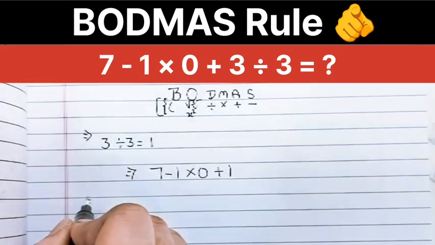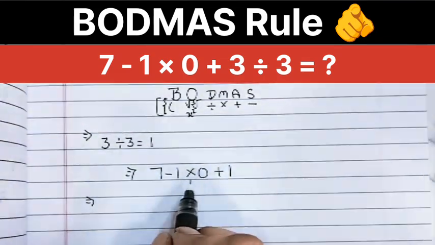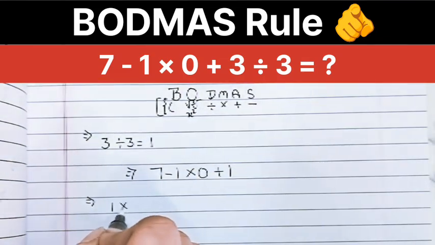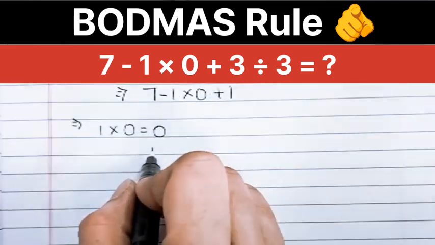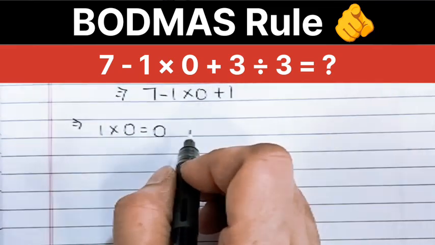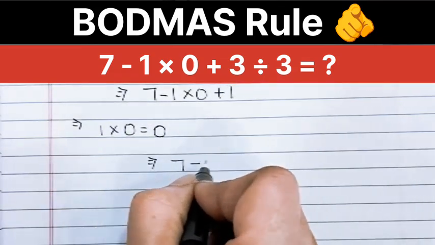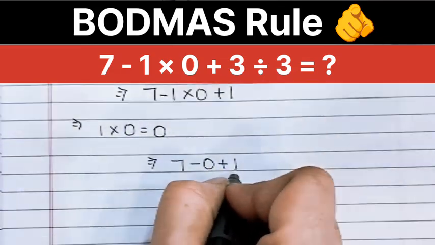Now the second step, multiplication. Next we handle the multiplication in the expression. First we multiply 1 by 0. According to this step, multiplication also takes priority over addition and subtraction. Now the expression becomes 7 minus 0 and then plus 1.